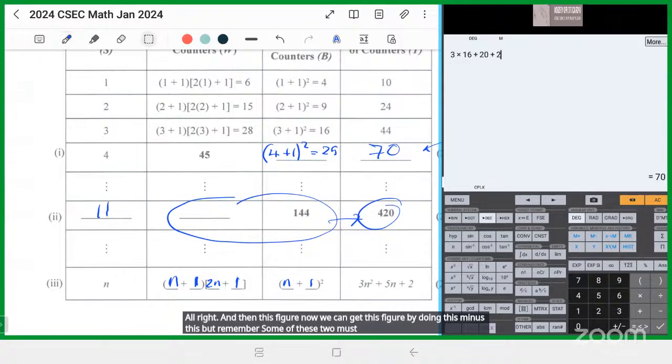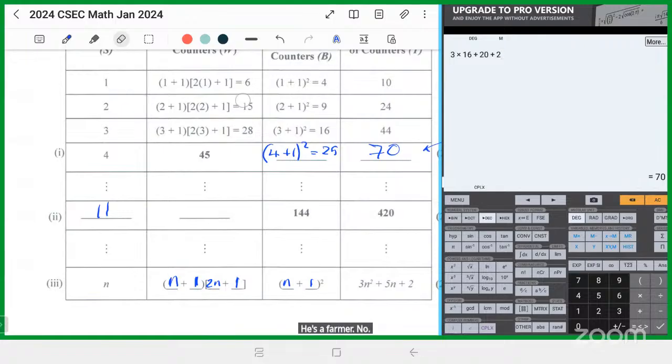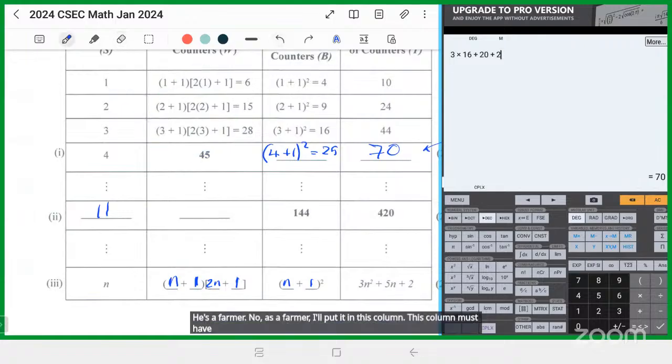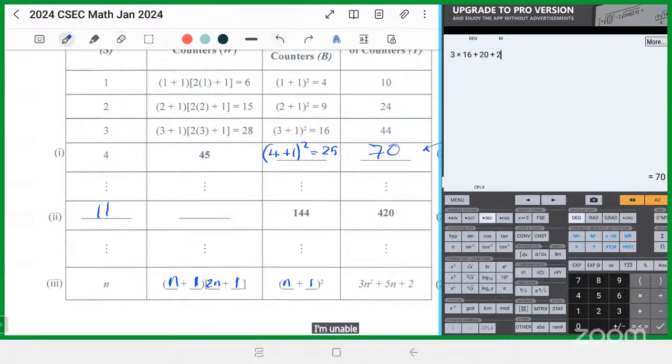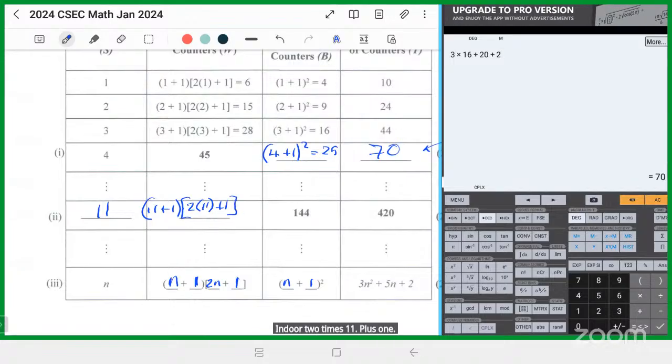It's a formula we're putting in this column. This column must have the formula. And then you put the final figure. So the formula here would be 11 plus 1 times 2 times 11 plus 1. And then we write what that equals. That will be 23 times 12. 12 times 23, 276.